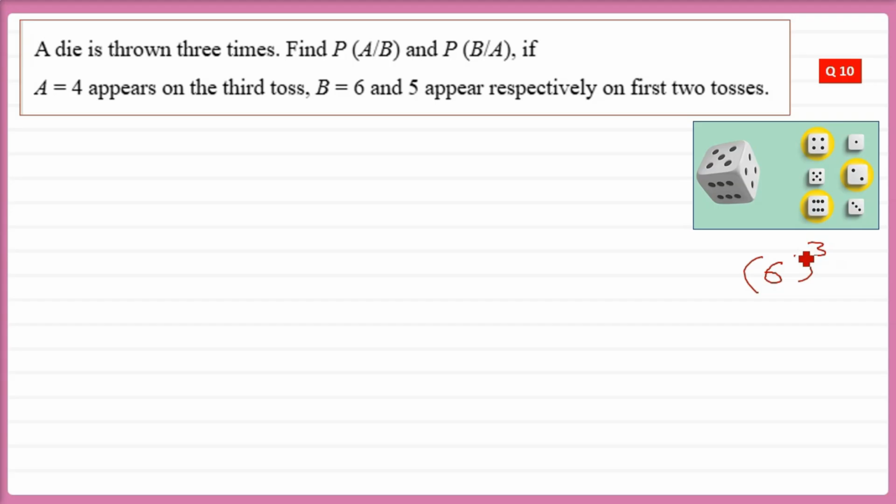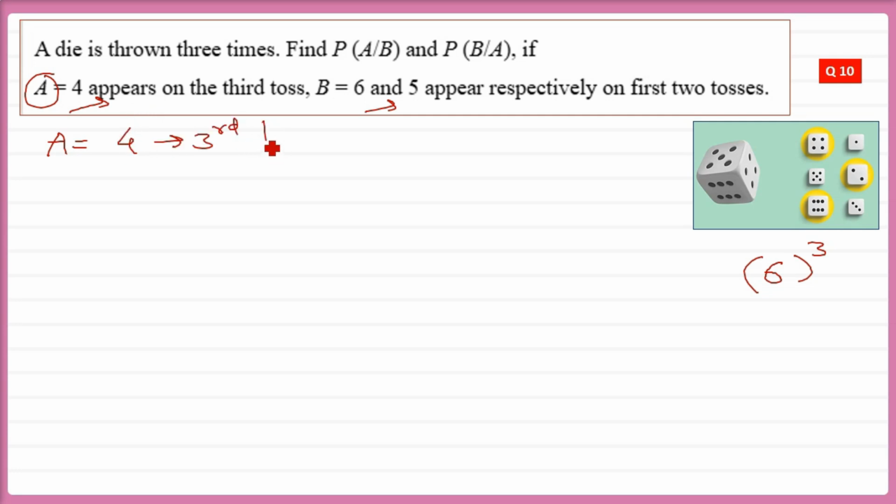This is the sample space. I would not like to encourage you to write the whole sample space. It is not required here. P(A|B) and P(B|A) have to be found out. A and B are already given. B has already happened. B is that 6 and 5 appear respectively on the first 2 tosses, and A is that 4 appears on the third toss. So they have fixed certain values that will reduce the experiment values.